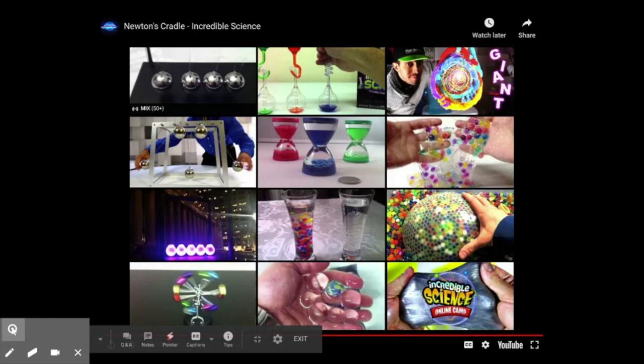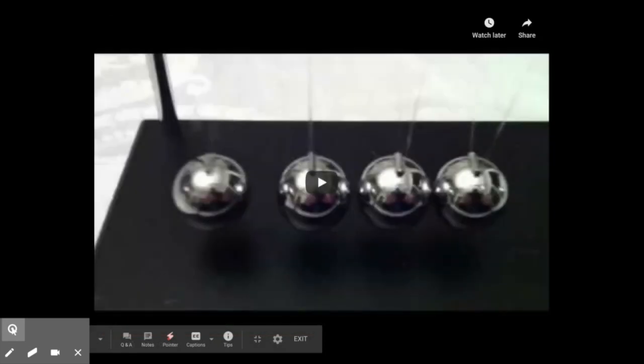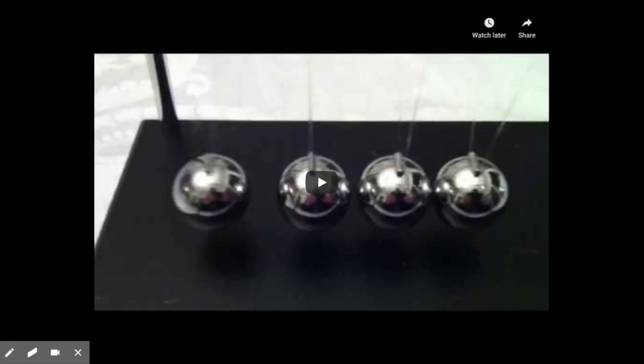Okay, so what did you notice that happened each time the person added another ball? Can you explain why that might have happened? Pause the video and go to the Google Classroom now.